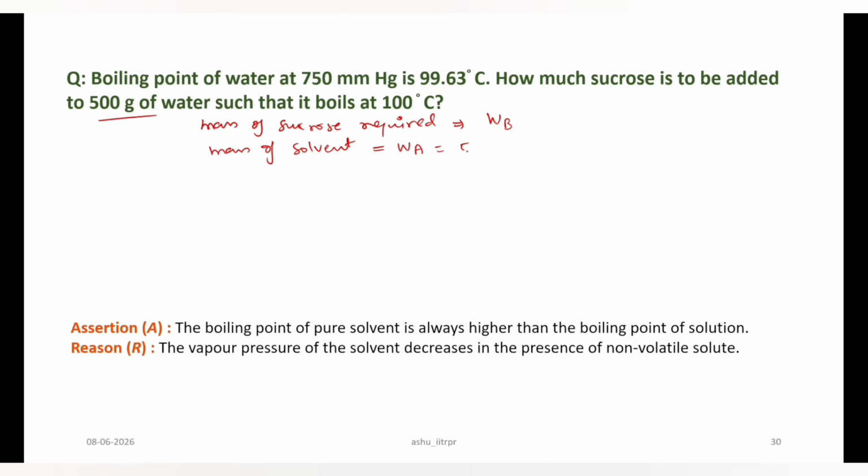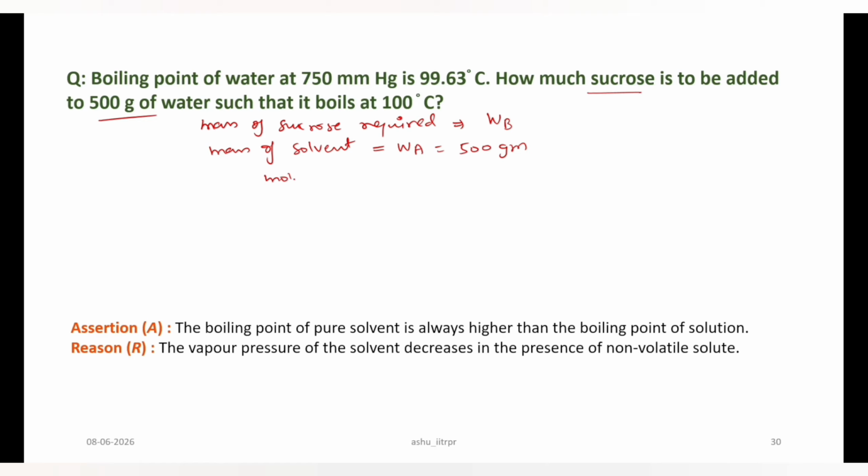So WA is given, 500 gram. Fine. Now what else do we need? We need the molar mass. This value is given to us, which is 342, because it is written molar, how much sucrose is to be added.